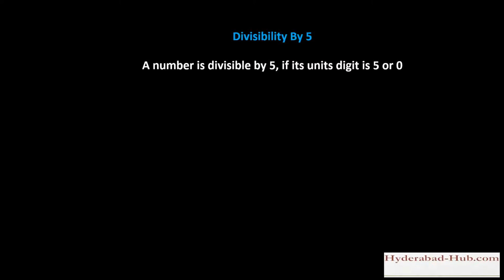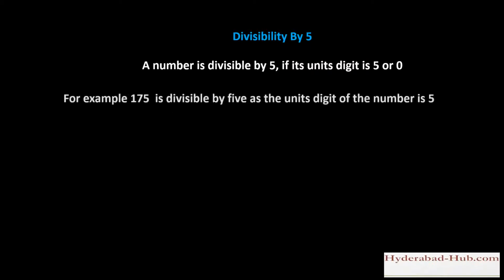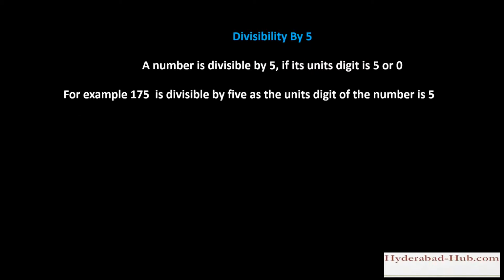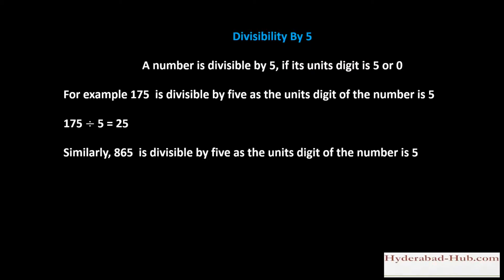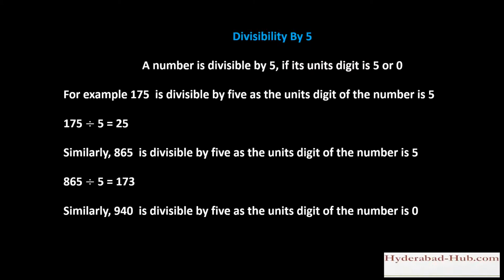Divisibility by 5. A number is divisible by 5 if its unit digit is 5 or 0. For example, 175 is divisible by 5 as the unit digit of the number is 5. 865 is divisible by 5 as the unit digit of the number is 5. Similarly, 940 is divisible by 5 as the unit digit of the number is 0.